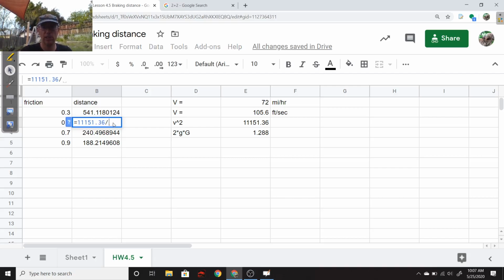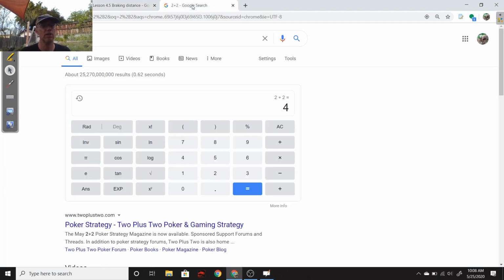11151.36. Divide by parentheses, because anytime you have a complicated numerator or denominator, you got to put it in parentheses. Please remember that. Times that 0.5 over there, plus the 1.288. And if I did it right, it should be, yeah, still about 333. So I got it right this time, and I was just able to fill it down if I got it right. Otherwise, just keep plugging in your calculator carefully. So we could do it up here too. Double check.